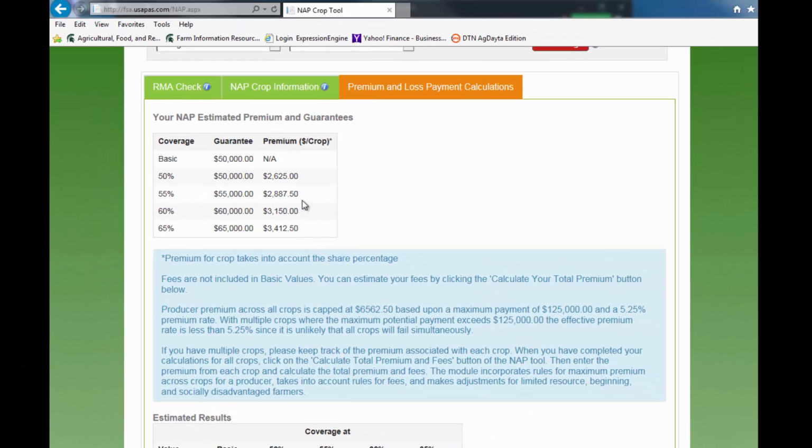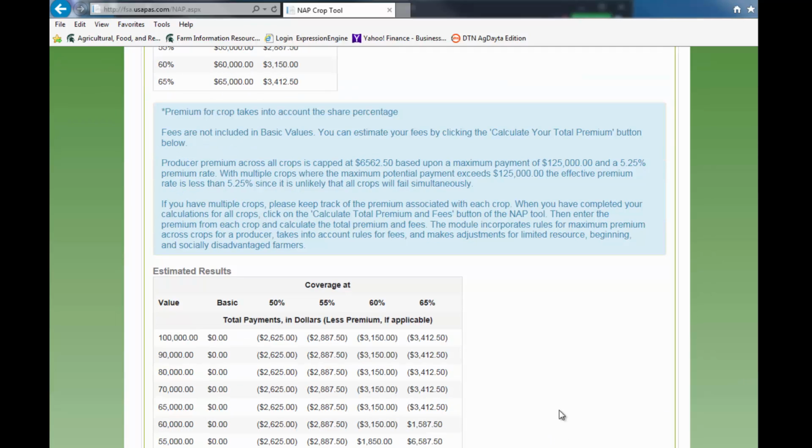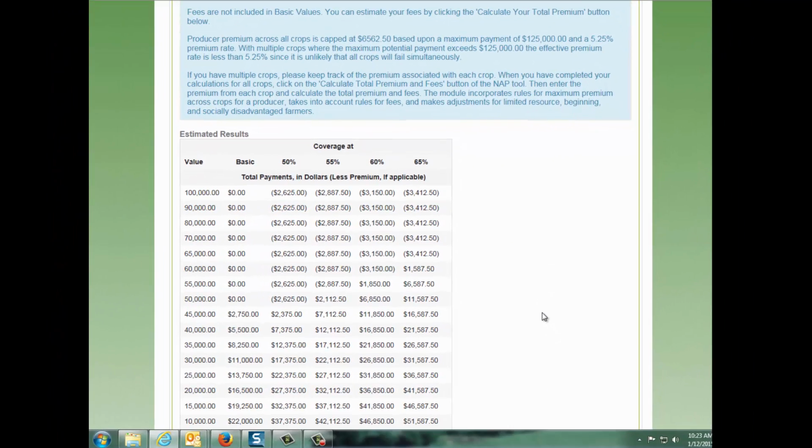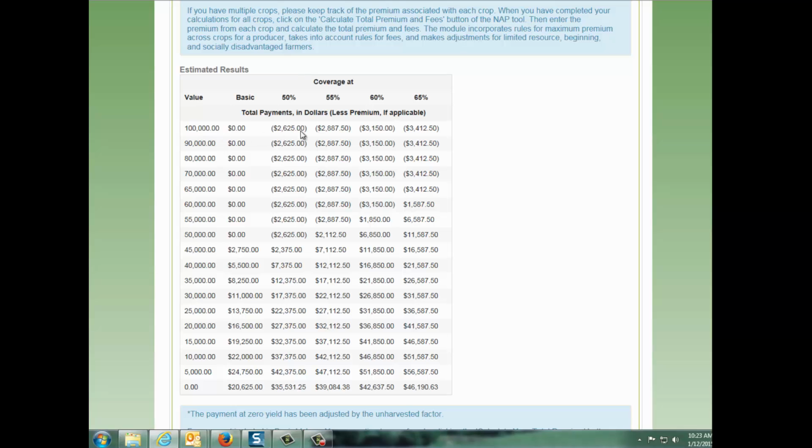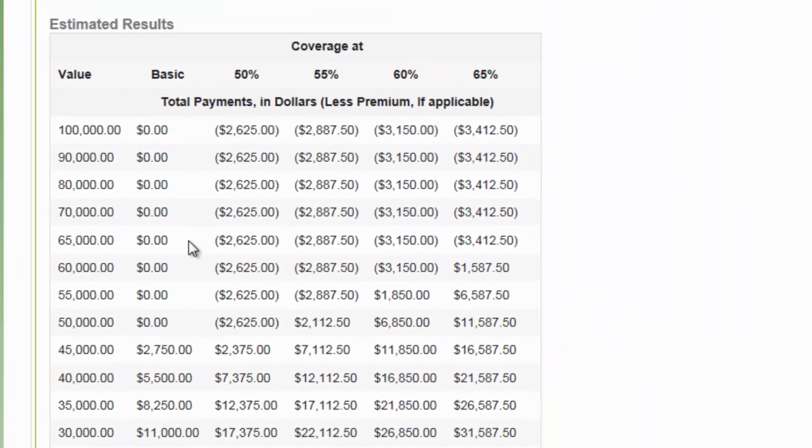So here's the premiums. We come down here to the estimated values. Again, at this point, until we get down to 65,000 or right at 65,000, you see everything in parentheses is money out of your pocket, and it's exactly the same as your coverage premium. As you go to 55, you start getting some coverage under the 60%.